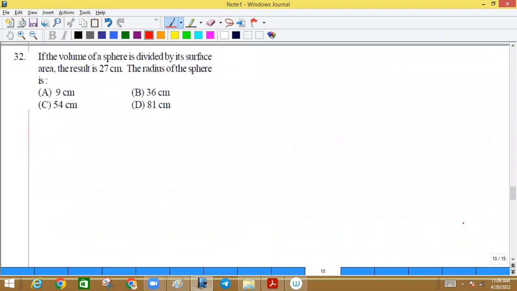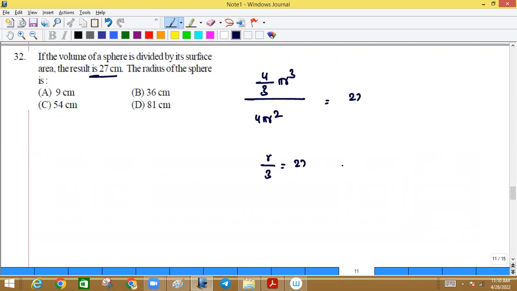If the volume of the sphere is divided by its surface area, the result is 27 centimeters. The radius of the sphere is. Volume of the sphere is 4 by 3 pi r cube. Divided by what surface area? 4 pi r square. Simply left with r by 3 is equal to 27. r is equal to 81 centimeters.